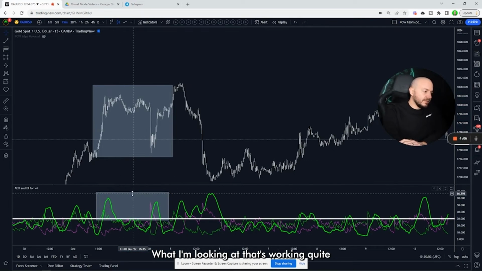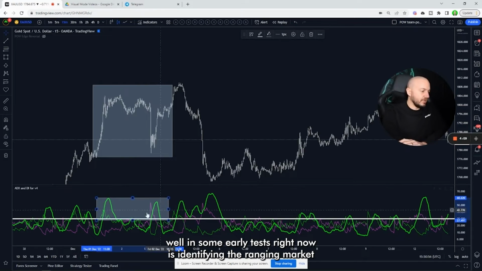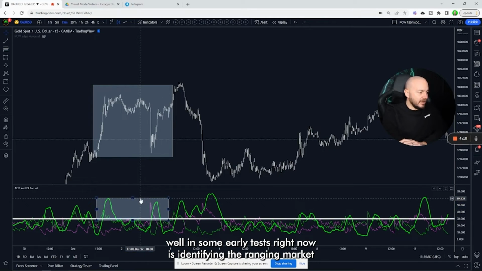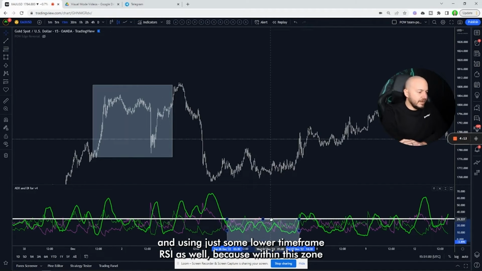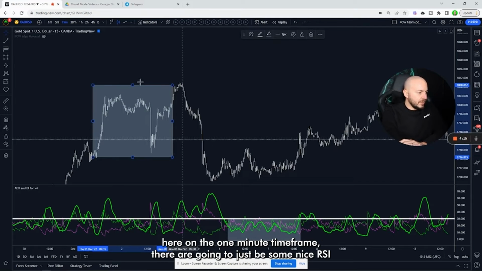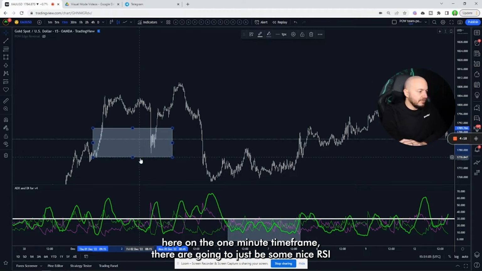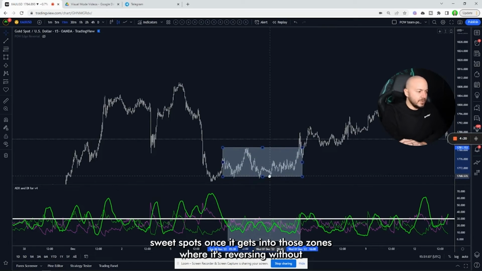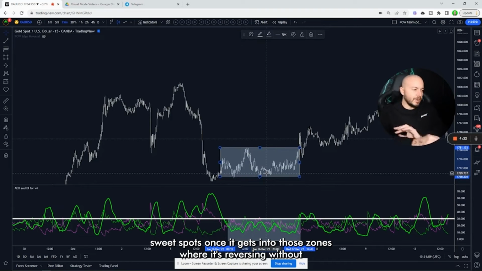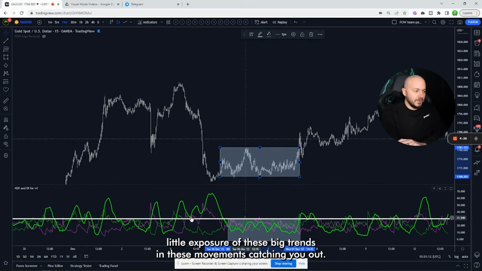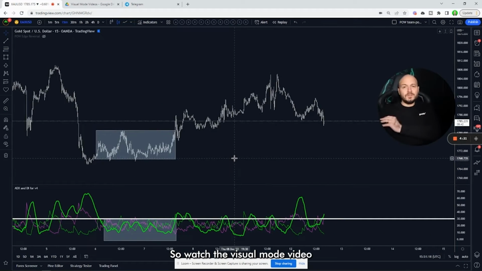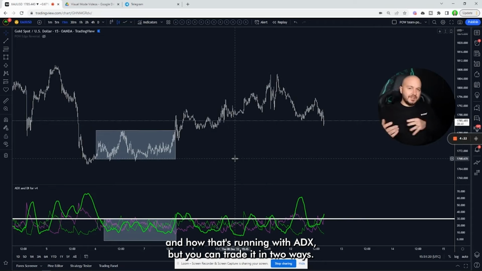What I'm looking at that's working quite well in some early tests right now is identifying the ranging market and using just some lower time frame RSI as well, because within this zone here on the 1 minute time frame, there are going to just be some nice RSI sweet spots once it gets into those zones where it's reversing, without the exposure of these big trends and movements catching you out. So watch the visual mode video that's coming up with the settings and how that's running with ADX.